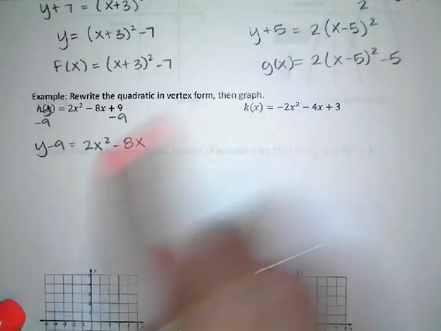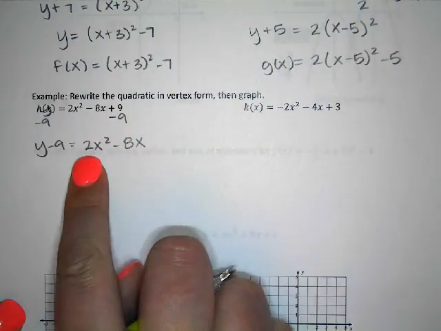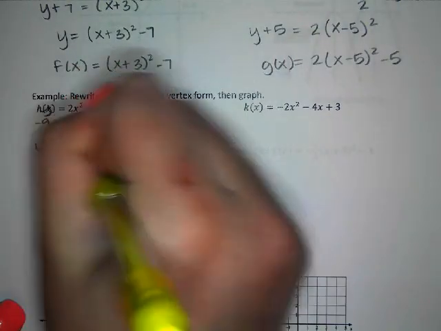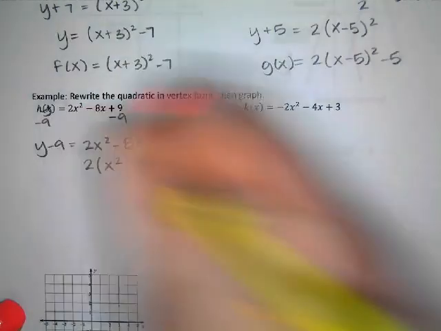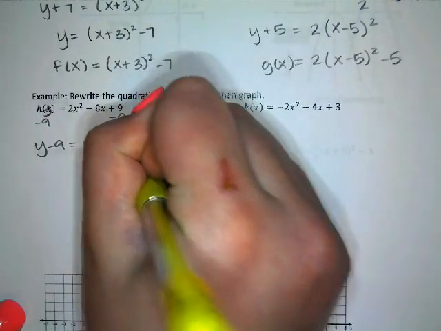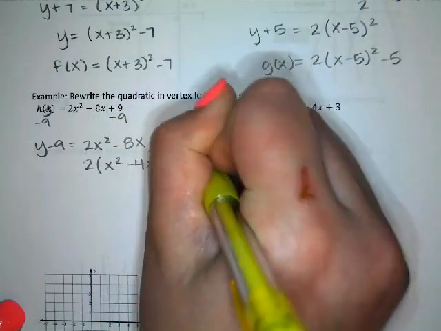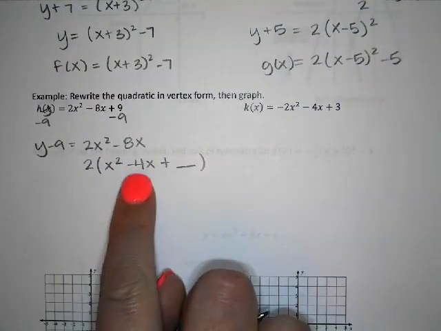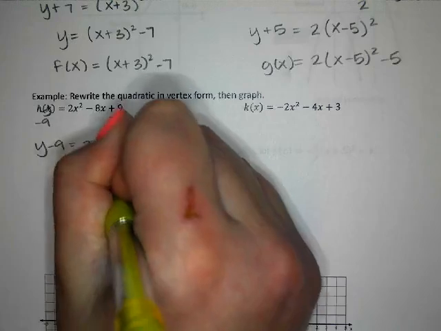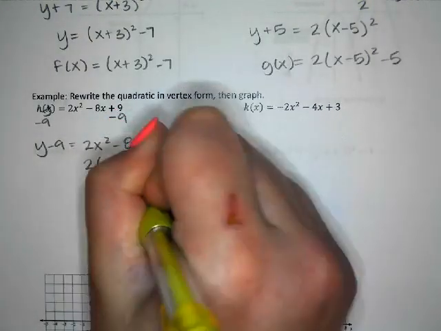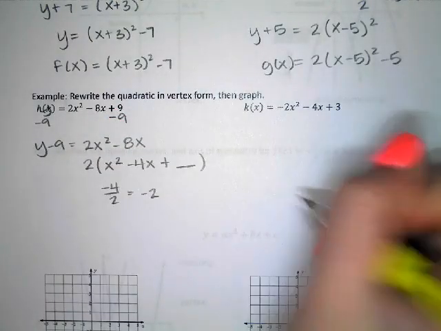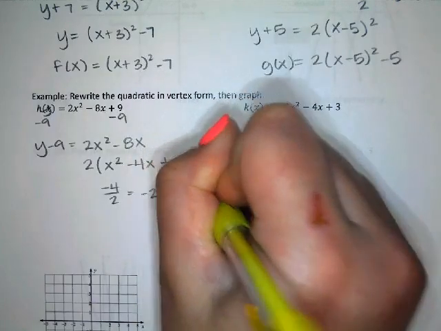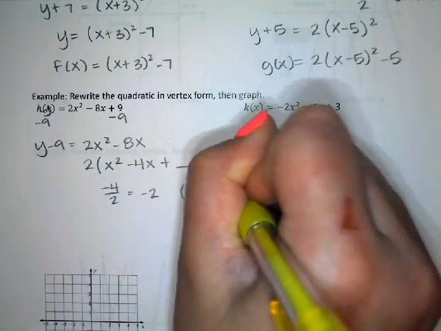Just like this one, we have a coefficient, so I'm going to go ahead and take that coefficient out. When I divide by 2 to get the coefficient out, that's what I'm left with, and I have my blank. Then I'm going to take the middle term and divide it by 2 and square it. So negative 4 divided by 2 is negative 2. Negative 2 squared is 4.